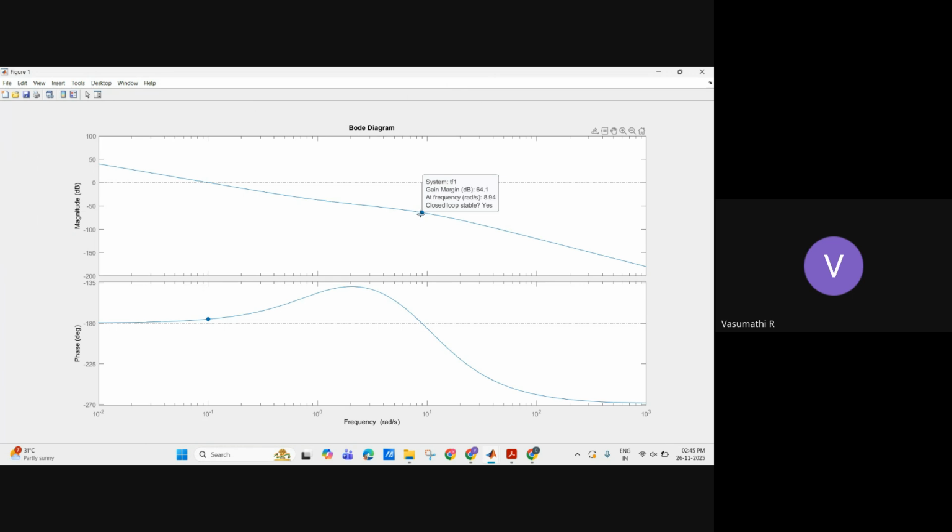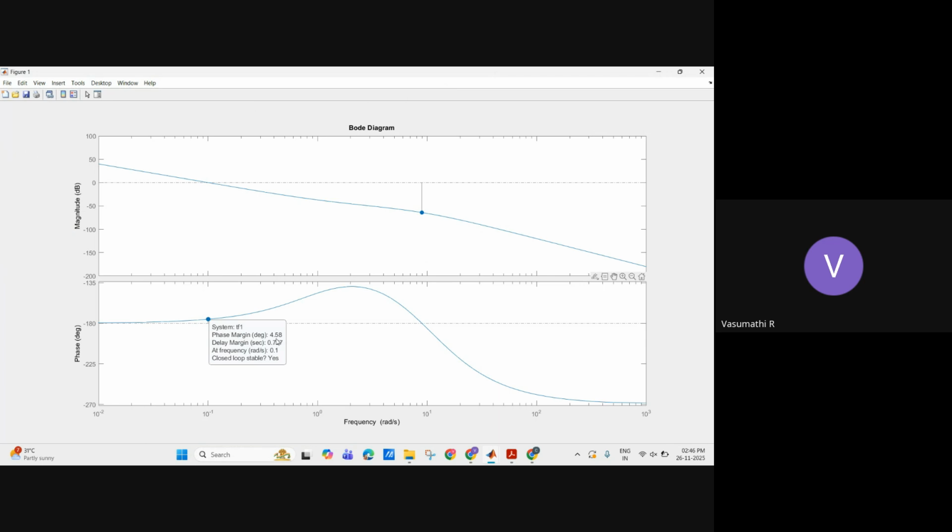So now the gain margin is 64. Let me see the phase margin. This is 4.58, right? But we need the phase margin to be greater than 30 degrees. So how do you usually calculate? The phase margin should be equal to 180 degrees plus the phase at the gain crossover frequency, right?